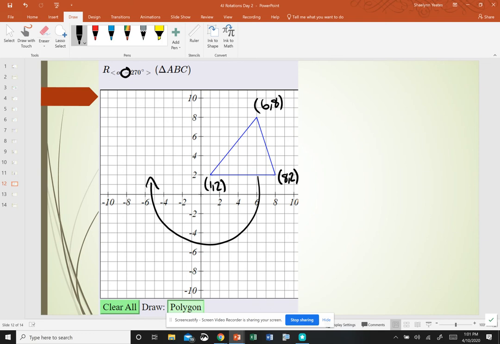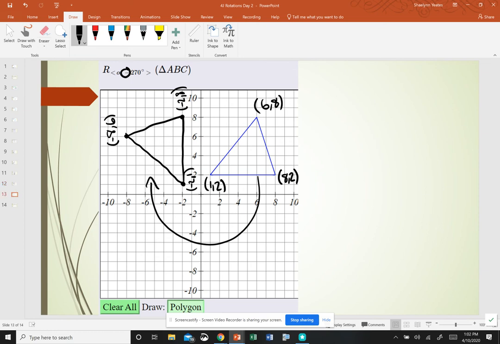So now I want to go over 1, up 2. There's that new spot. Now if you look, this is now at negative 2, 1. And then at 6, 8, so I would go over 6, up 8. This is now at the point negative 8, 6. And then if I was at 8, 2, this is now at the point negative 2, 8. So this is my new shape. There it is, rotated negative 270 degrees.